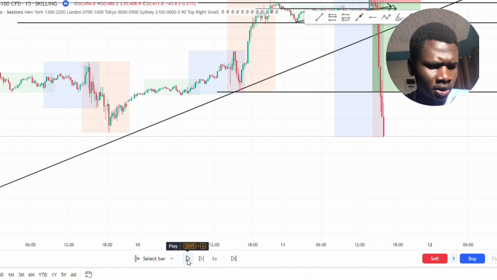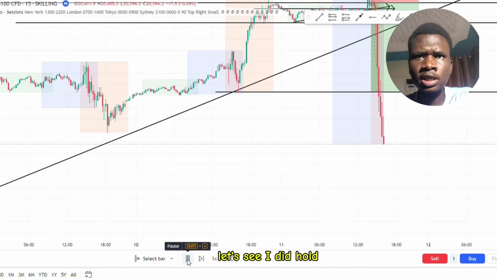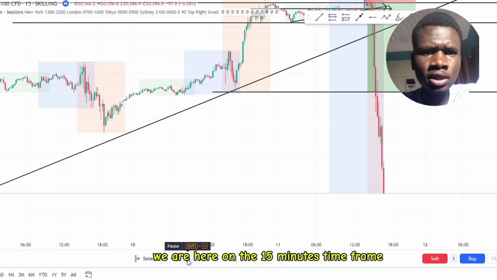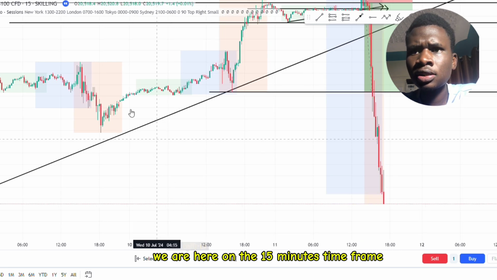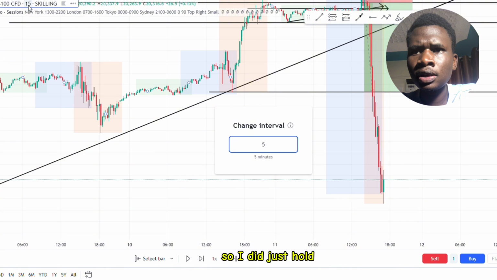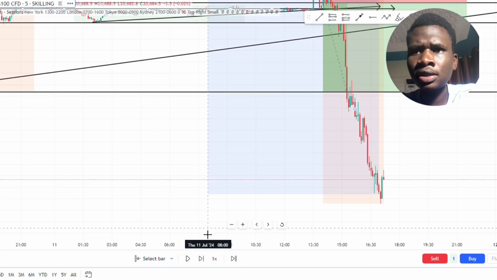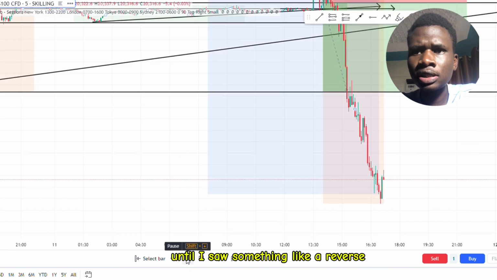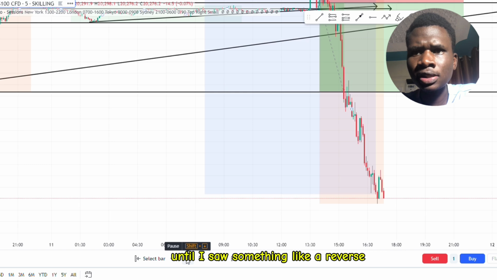We are here on the 15 minutes time frame. I just love to monitor my trades on the 5 minutes time frame. So I did just hold until I saw something like a reverse, something that was telling me that you are going to reverse.